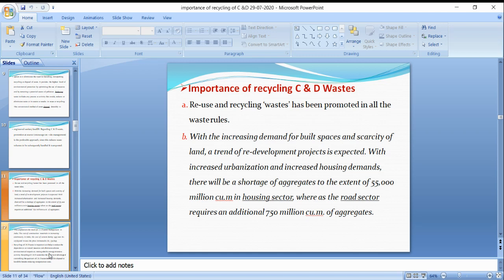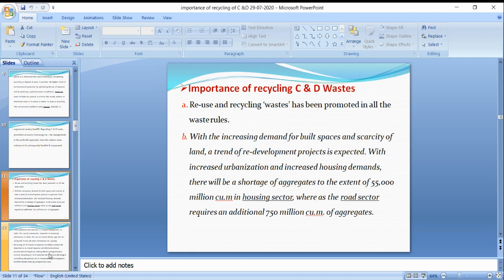So here we are seeing that redevelopment projects are coming. With increased urbanization and increased housing demands, there will be a shortage of aggregate to the extent of 55,000 million cubic meters. The housing sector requires 55,000 million cubic meters, with the increase in population and the tremendous increase in housing demand. So there will be a shortage of aggregate in the future, whereas the road sector requires an additional 750 million cubic meters of aggregate.